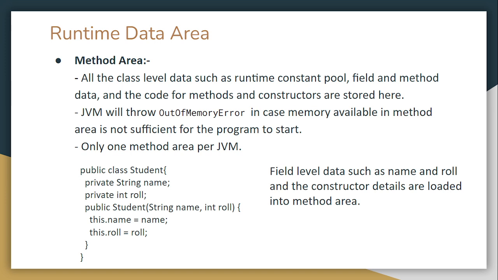If method area is not sufficient for the program to run, then it will throw out of memory error. There is only one method area per JVM. For example, we can see a class student which is having fields name and role, and we are having constructor. So these details are loaded into method area.